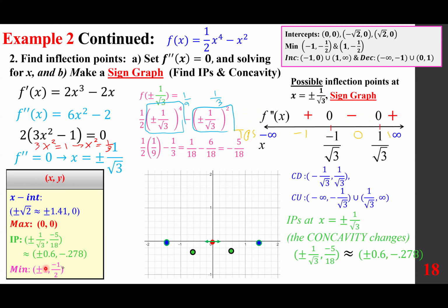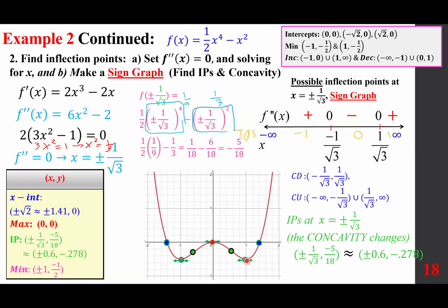A minimum at negative 1, negative 1. So negative 1, negative 1/2. This is positive 1, negative 1/2. And each one takes an arrow. Okay. Putting them all together, that's the graph, everybody. I hope everybody's fine with that.